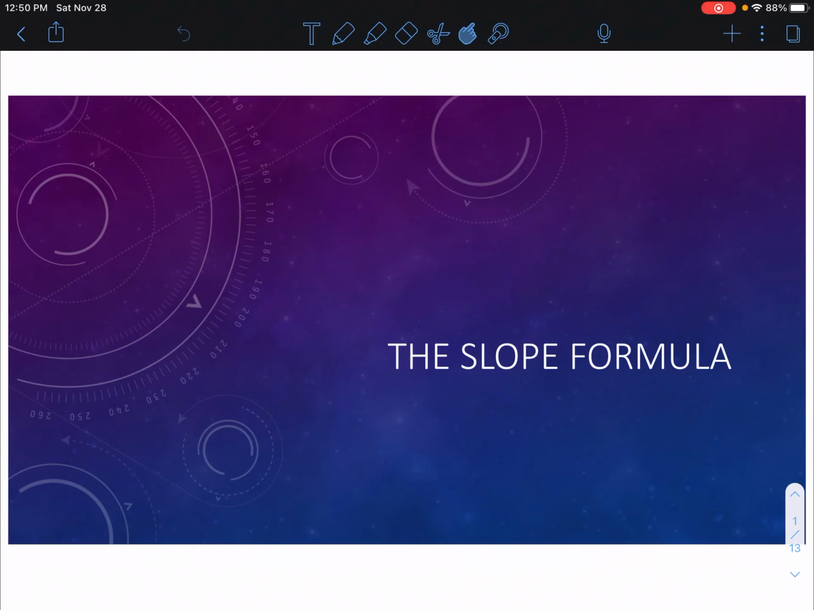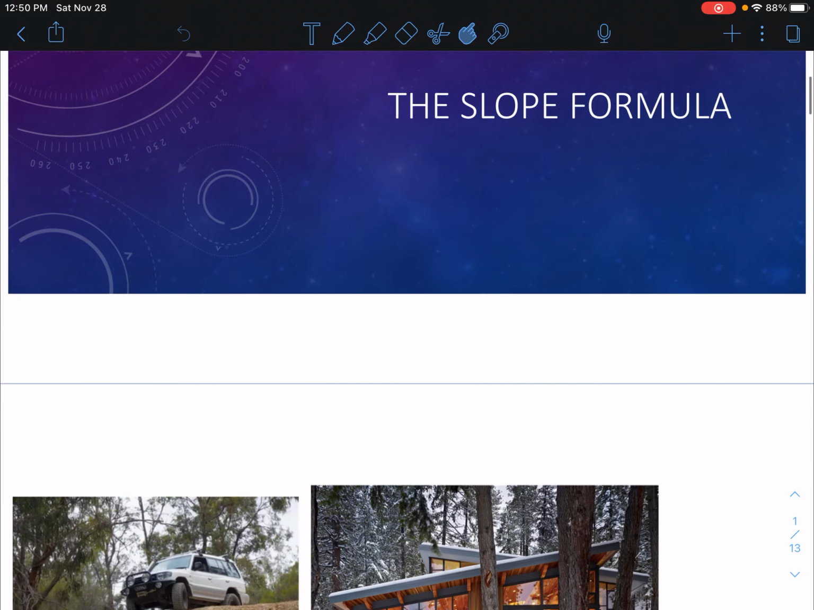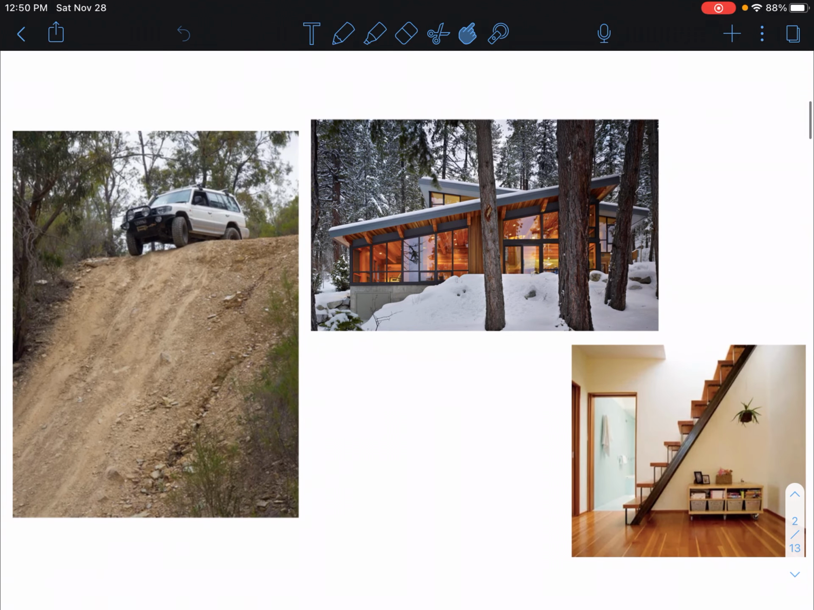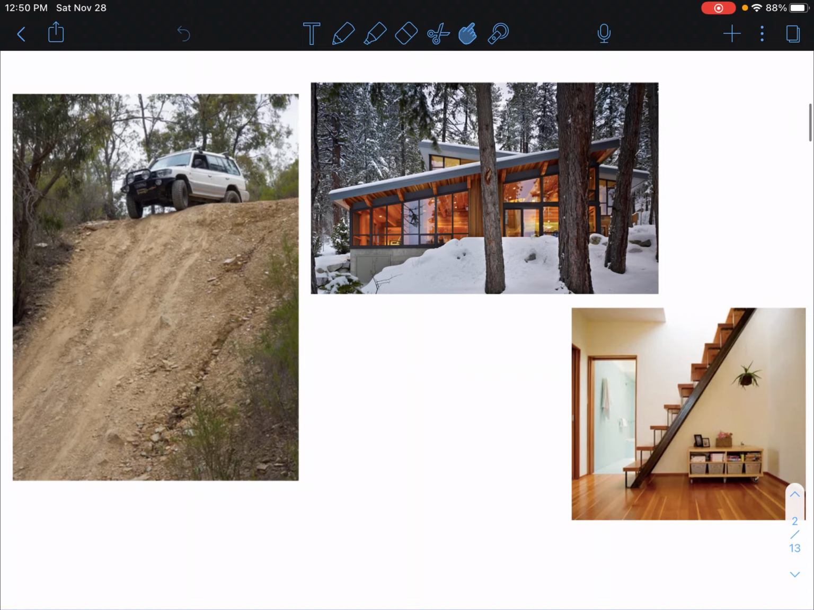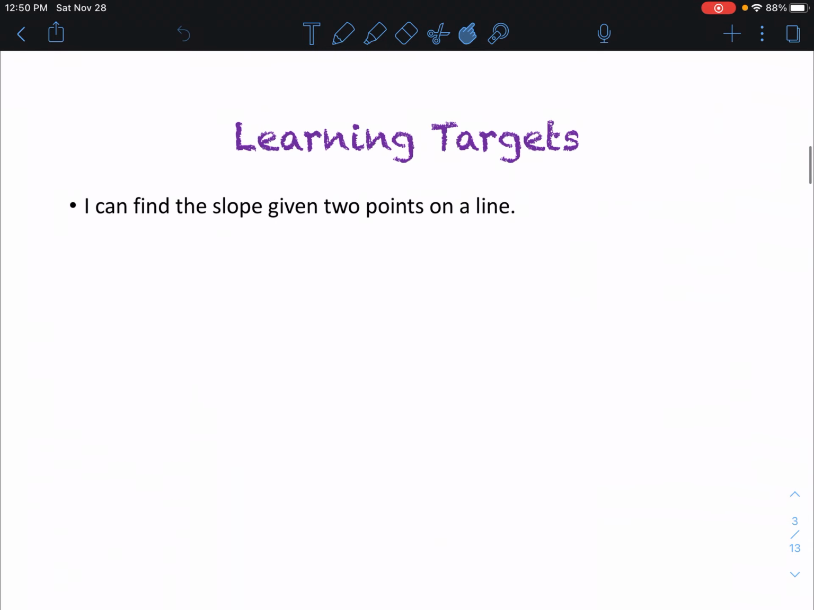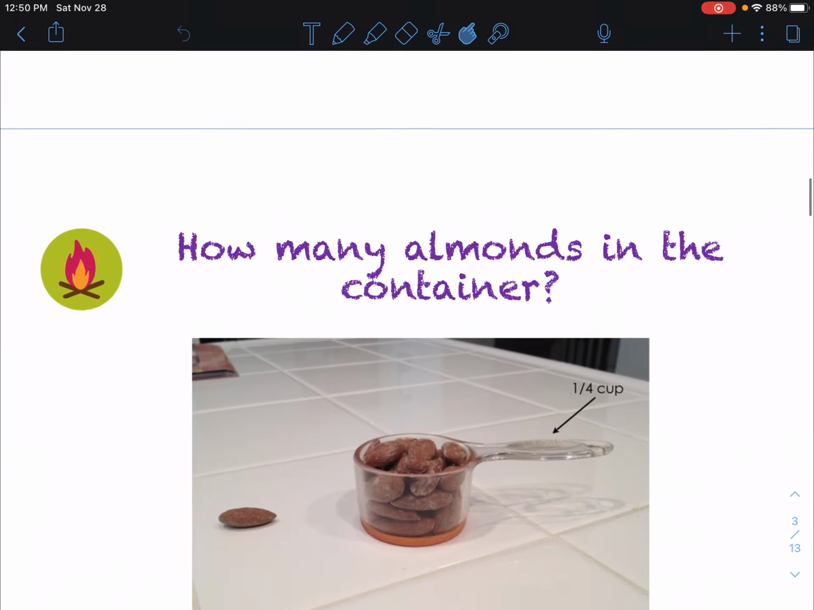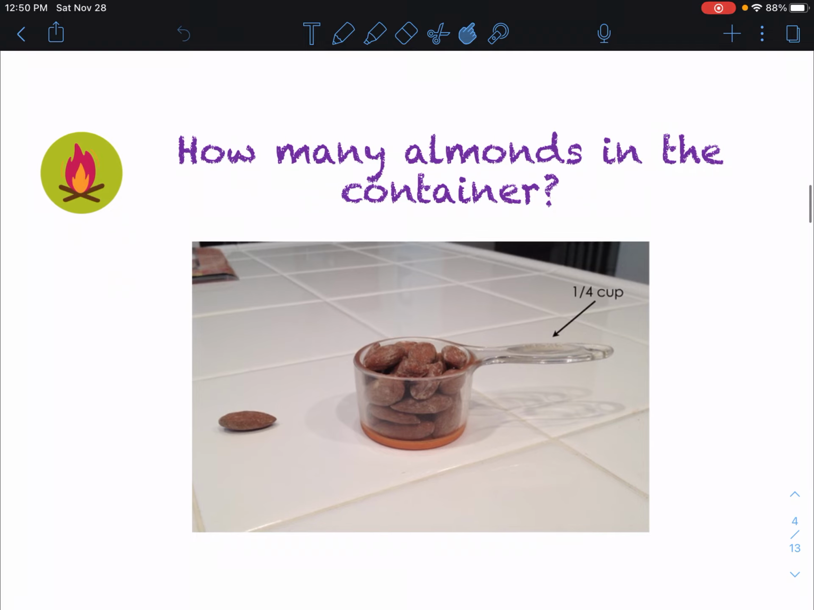Okay, so today we're going to talk about something called the slope formula. All right, we've already discussed where we see slope around us. And today we're going to learn how to find the slope given 2 points on a line. Okay, before we do that, how many almonds are in this container here? We'll pause here.